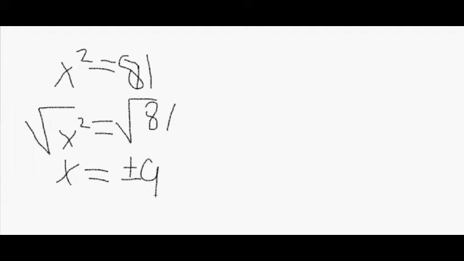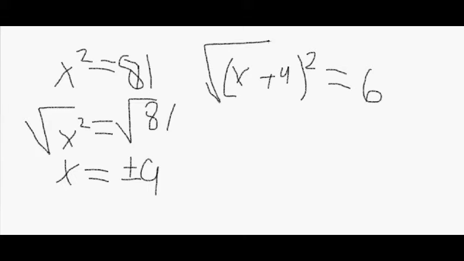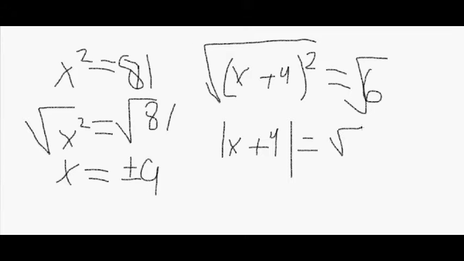Let's say you have a problem such as 62. So for problem 62, let's say you have x plus 4 squared equals, let's say, 6. So same philosophy, you're going to square this, and you're going to square this. After you square it, you're going to get the absolute value of x plus 4 equals the square root of 6.